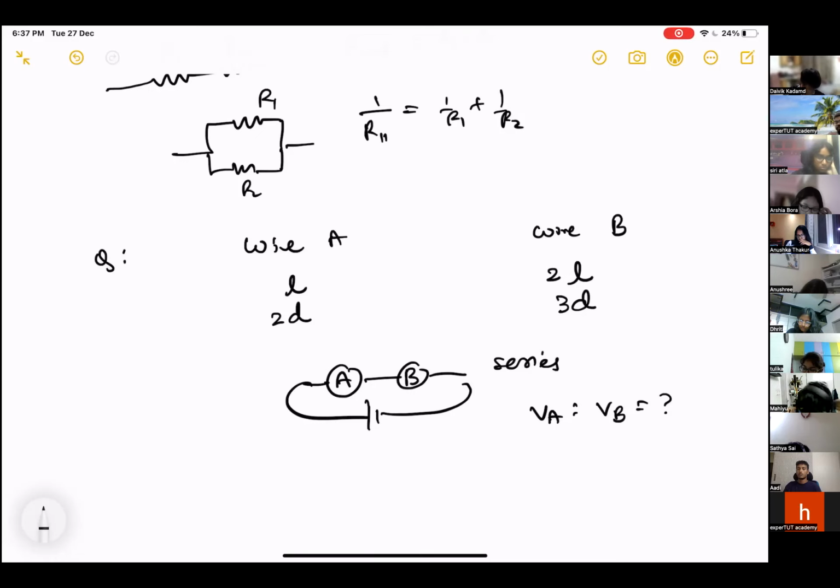Because they're in series, the same current is passing through them. I is same, right? Therefore, potential VA is to VB is equal to I into RA divided by I of RB. I कटेगा. It is just the ratio of resistances RA and RB.